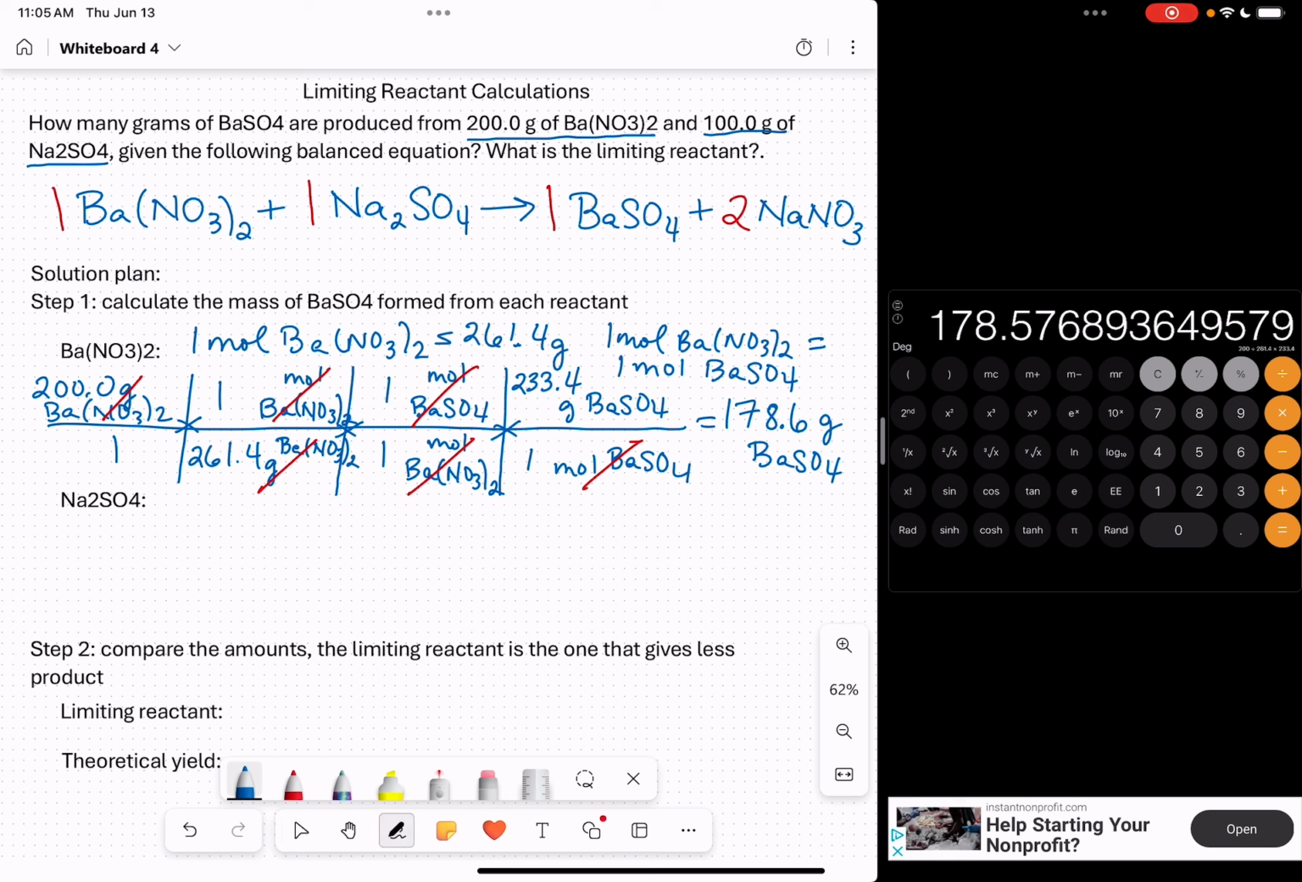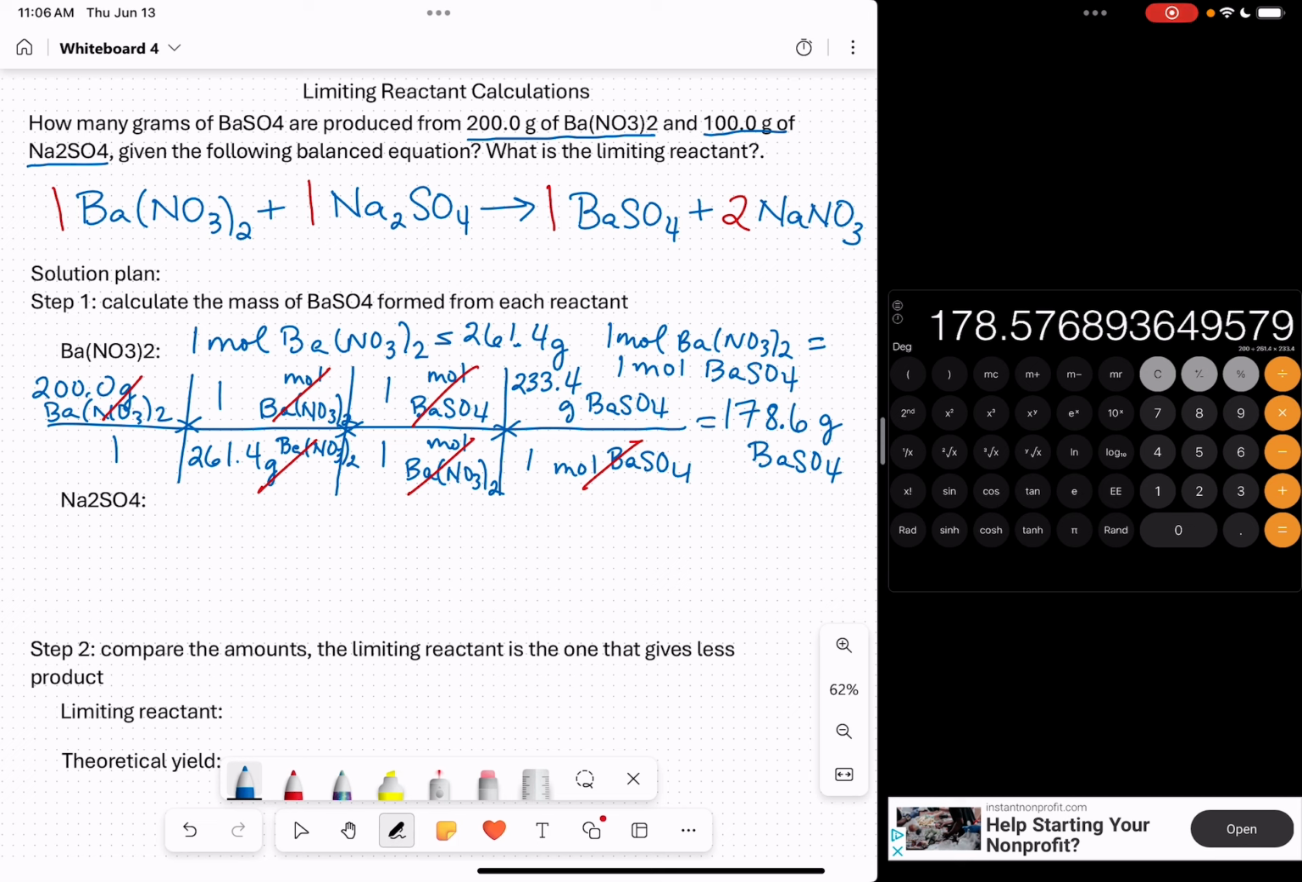So I'm rounding up the 5 to a 6, keeping 4 significant figures because there are 4 significant figures in the starting weight of barium nitrate. So that's one reactant. The next reactant, I'm going to do the same thing.